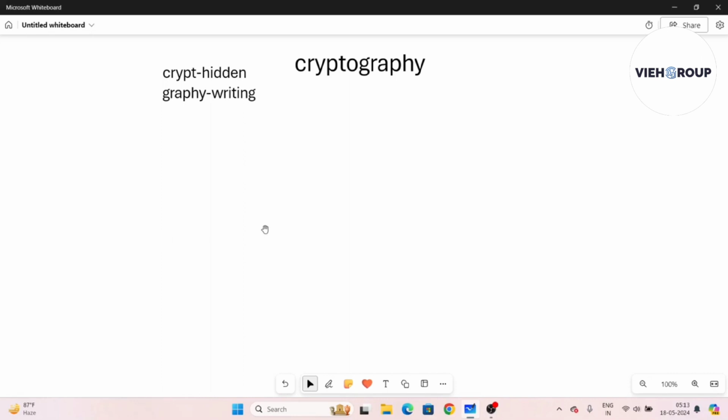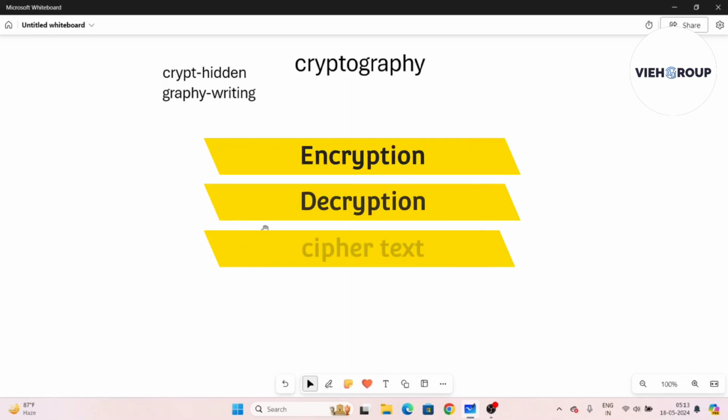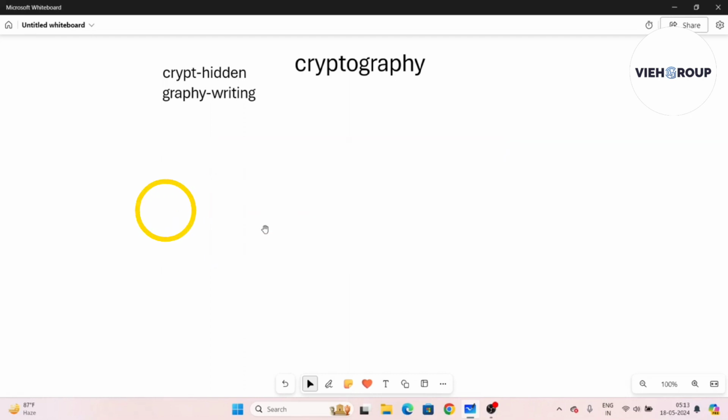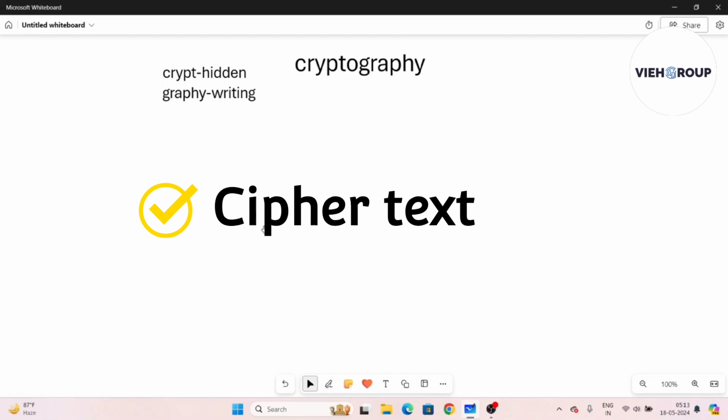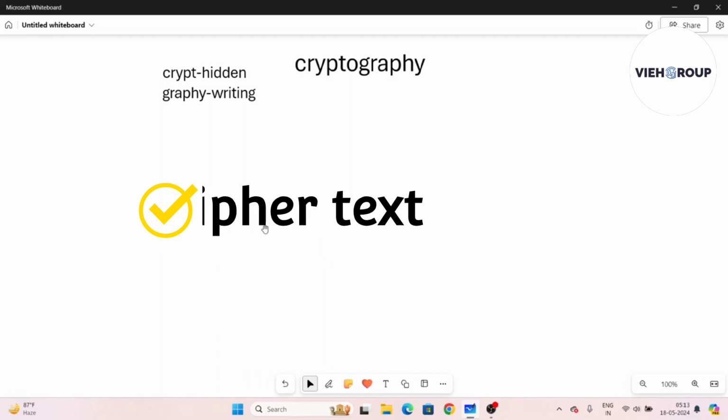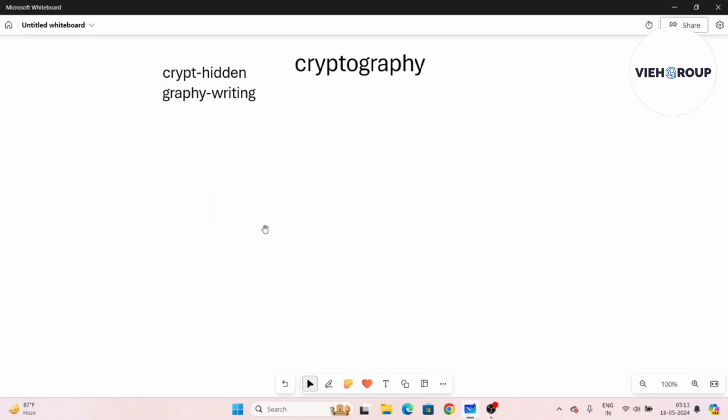Basically, it contains three things. First one is encryption, second is decryption, and third one is ciphertext. So, what is ciphertext? Basically, ciphertext is a symbolized text that is not in a readable format. You cannot read it.